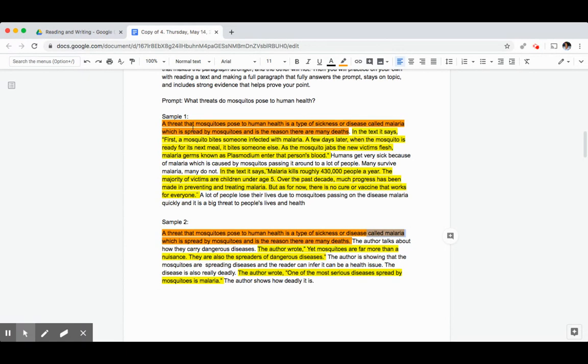Therefore, Sample 1 does a much better job at proving their point because their evidence is specific to their point, it directly connects to their assertion, and it helps to actually prove their point.